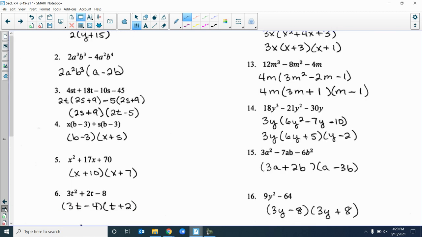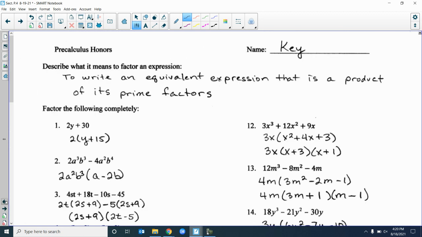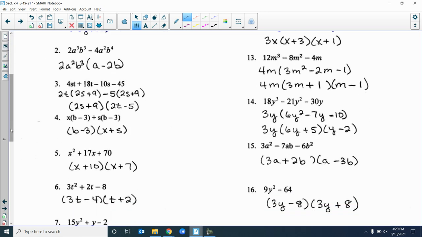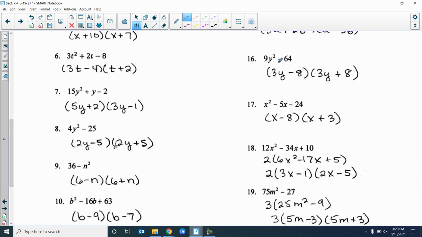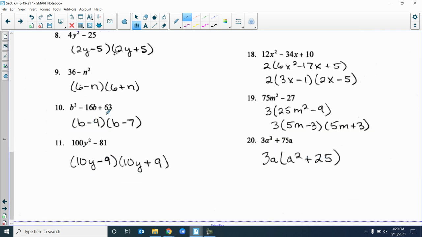And let me see something. Okay, again, here are your answers. I think everybody, hopefully, has already gone through them. You'll see where you have some difference of squares. And if you do have any questions, hold on to those. I'll help you out on Friday.